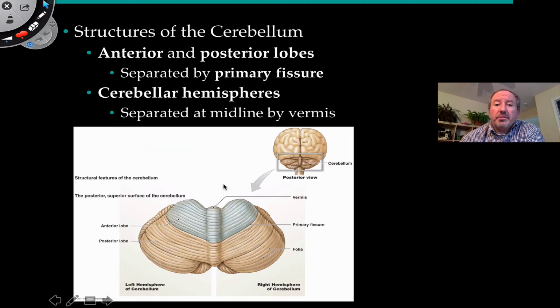I should point out that the cerebellum also has lobes. It has an anterior lobe, shown here in blue, and it has a posterior lobe right over here. Okay, and there's also hemispheres that are separated, both the right hemisphere and the left hemisphere, by a midline called the vermis. So as you can see right in here, the vermis. So here's a posterior view of the cerebellum. So there's an anterior lobe, a posterior lobe, and left and right hemispheres as well.